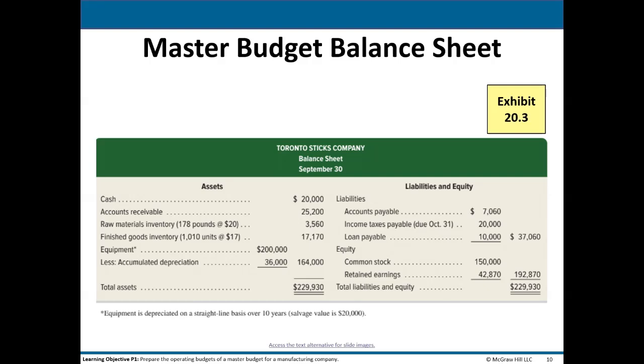Here's Exhibit 20.3, and it shows TSC's balance sheet at the start of the budgeting period, which we referred to in preparing the component budgets. Make sure you're paying attention to the dates when you see schedules like this. This one is September 30th, so it's the end of the last budgeting period, which is the beginning of the budgeting period we're going to be looking at. So the September 30th ending balance sheet is the same thing as your October 1st opening balance sheet.